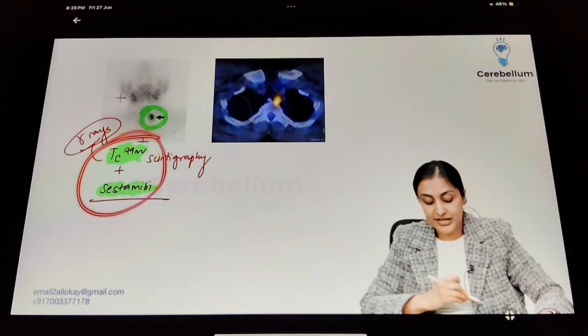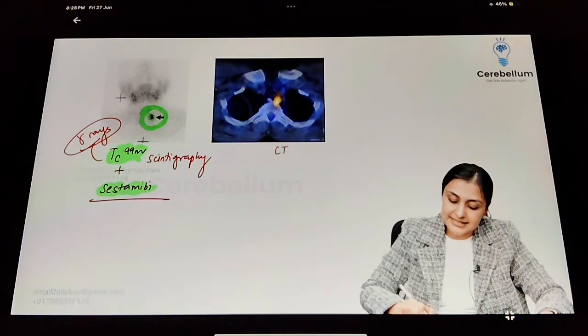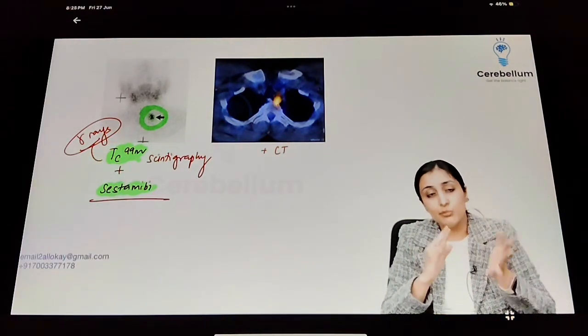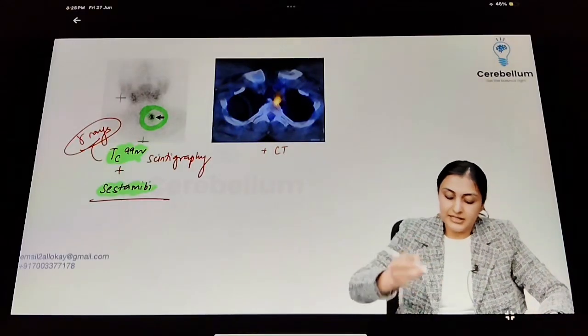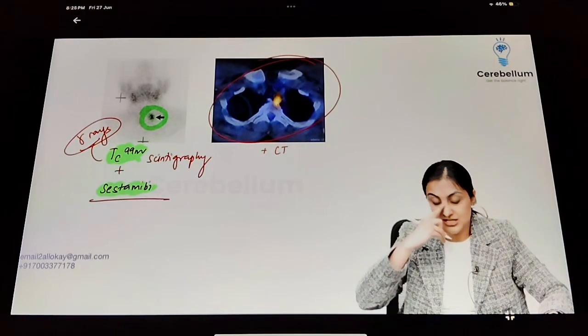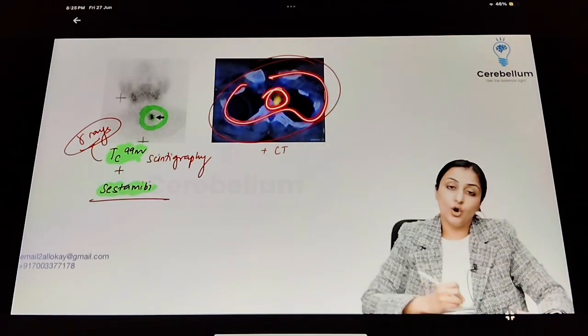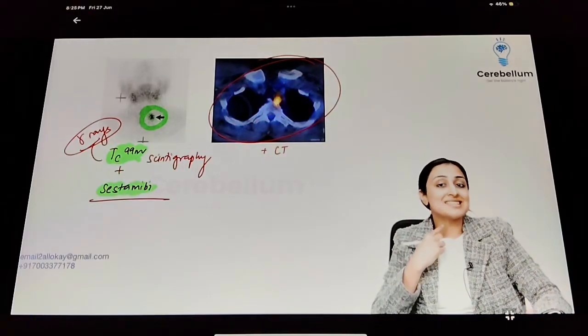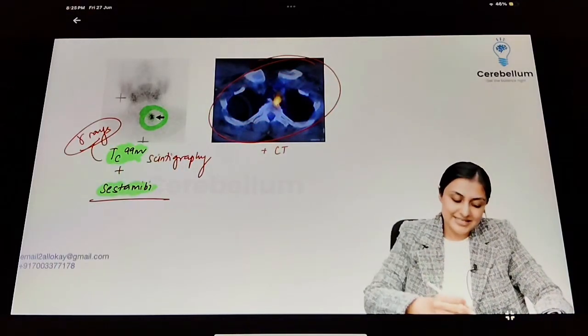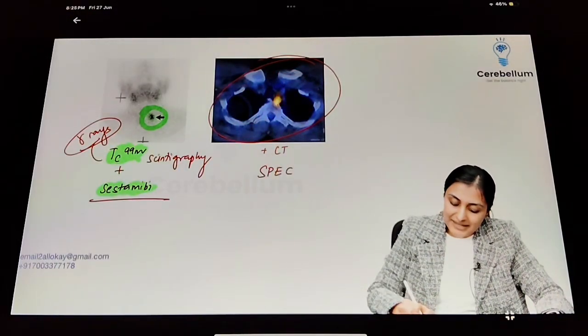Same thing, I give technetium Sestamibi and now I do a CT scan along with the gamma camera. There's a gamma camera with a CT scan. Now I can get a 3D localization, isn't it? I'm also seeing a CT in the background along with that hotspot. So now I know the exact site of where this parathyroid adenoma is. Such a study is called a SPECT study.